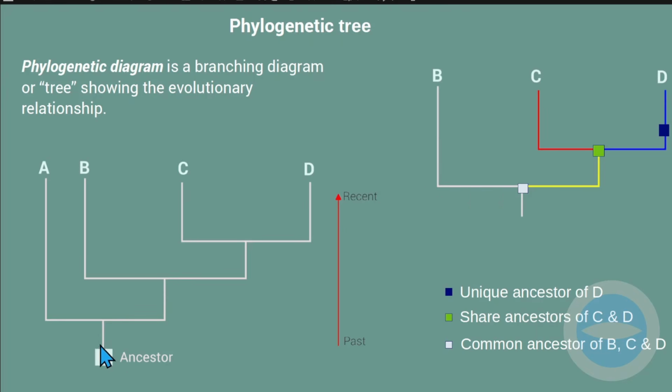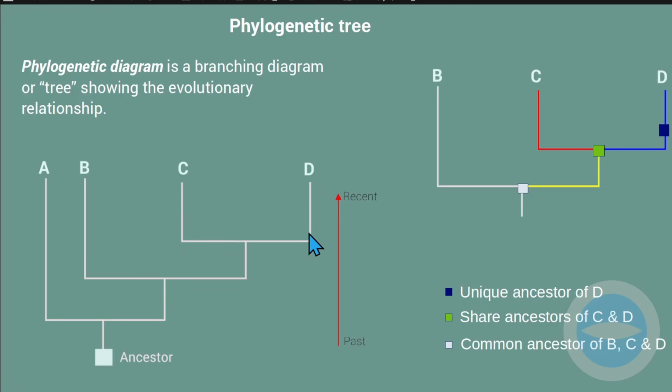As you can see here, we have the ancestor, and when it reaches here, there is a speciation, and then other organisms are formed, like organism A. As it goes here again, there is a speciation, and then B is formed, and then it comes to this side again, there is a speciation, and then C, and then D.